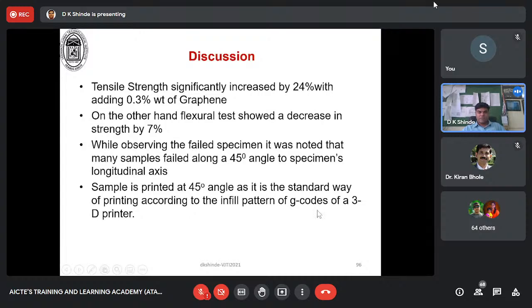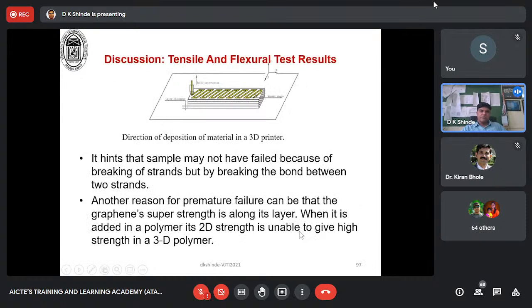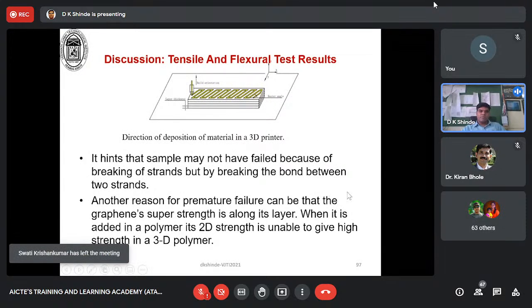This research was also published at Nanocon 2018 in Pune. So G-code and 3D printing have scope to improve. This was the direction of deposition, but you can change it, or make one layer of plus 45 and one layer of minus 45. If you do that, there is a possibility to increase the 3D printed mechanical properties.